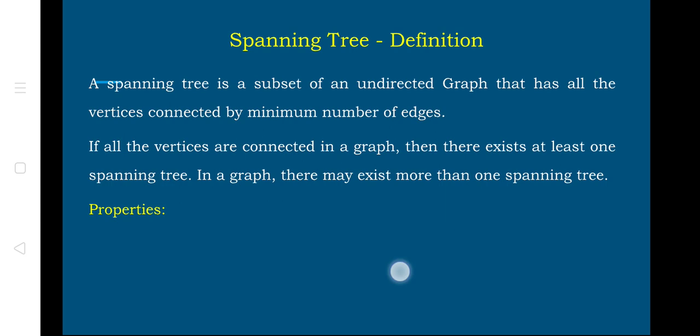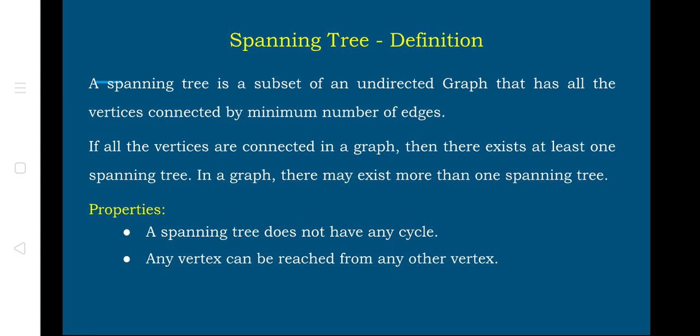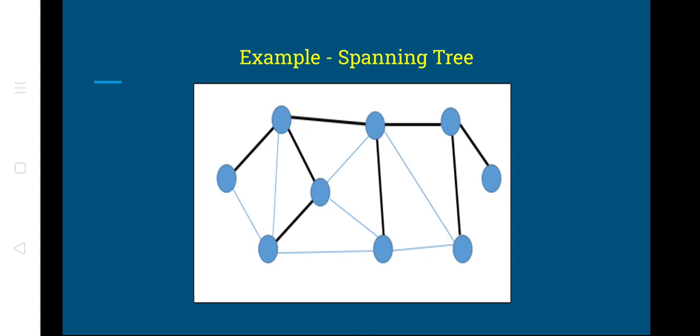Let us see the properties of a spanning tree. A spanning tree does not have any cycle. Generally, a tree has no cycle. Likewise, the spanning tree also has no cycle. That means there is no closed loop, and any vertex can be reached from any other vertex. That means if we start with one vertex, we will end with a vertex which has not yet been visited. This is the example given for a spanning tree.